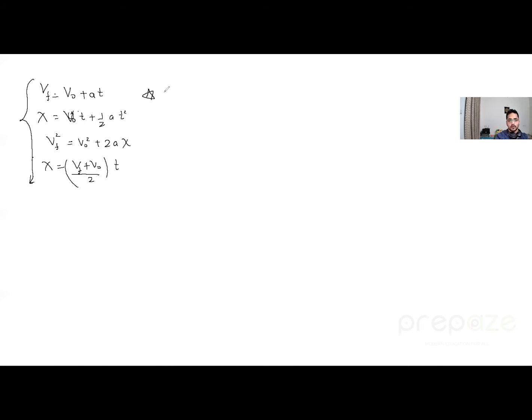But again, I'm telling you, this is only valid when acceleration is constant. Only valid when a is constant. Acceleration should be constant to use them.